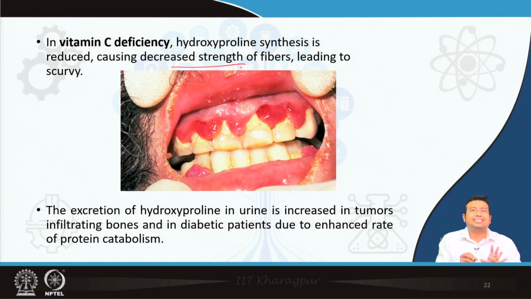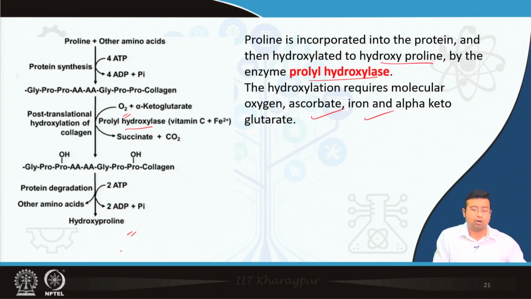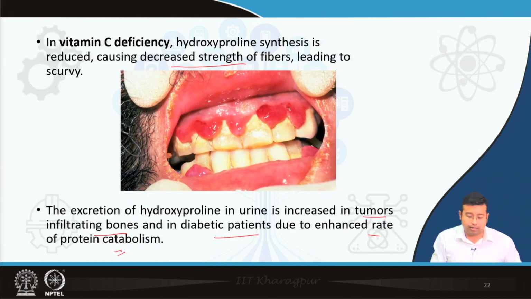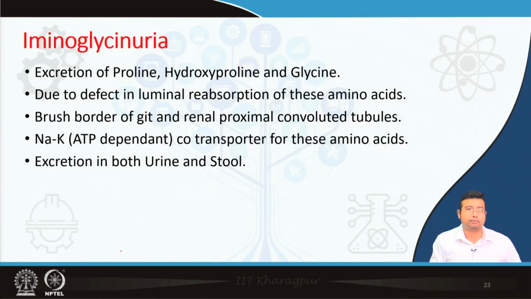Now, excretion of hydroxyproline in urine is increased in infiltrating bone tumor and in diabetic patients due to an enhanced rate of protein catabolism. I told you hydroxyproline is normally present in structural protein. So, whenever excess protein is being degraded, we can find hydroxyproline, because hydroxyproline is directly a breakdown product of proteins and peptides, and whenever there is increased catabolism, we can find hydroxyproline in urine.